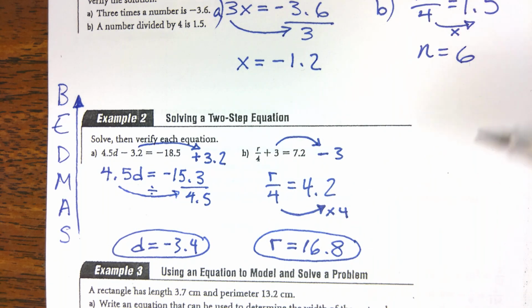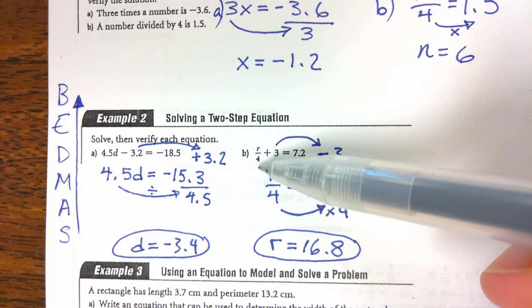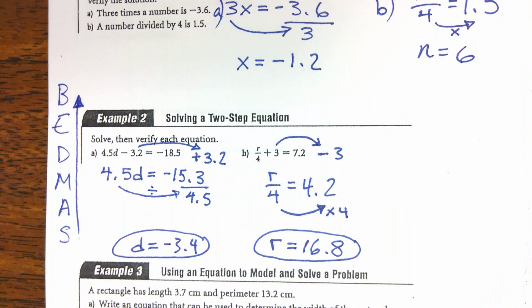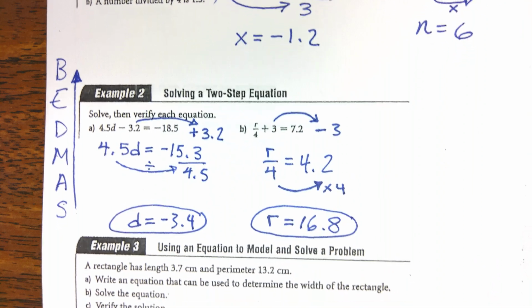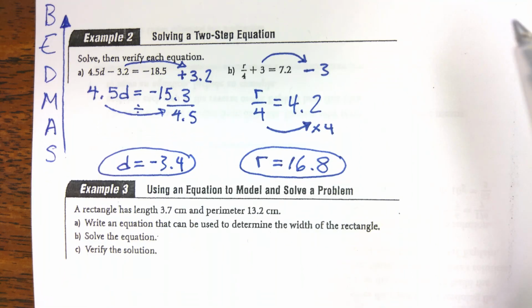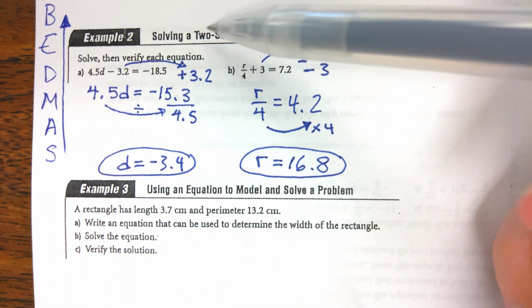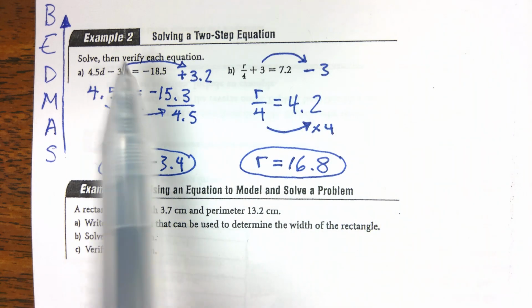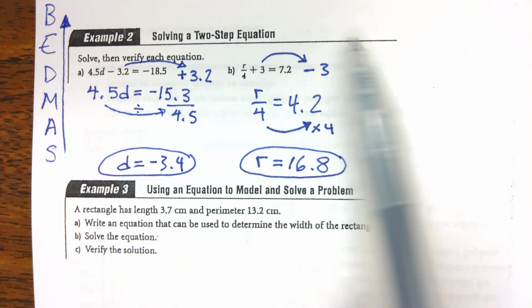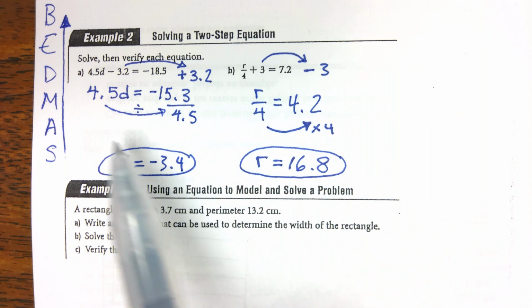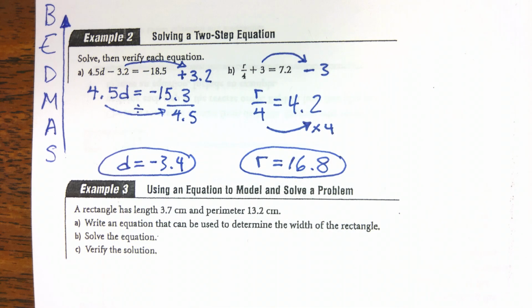And again to check, 16.8 divided by 4 plus 3, you should get 7.2. Okay. So the trick to this is with the two-step equation, you're always doing the adding or subtracting first, and then you do the multiplying or dividing.